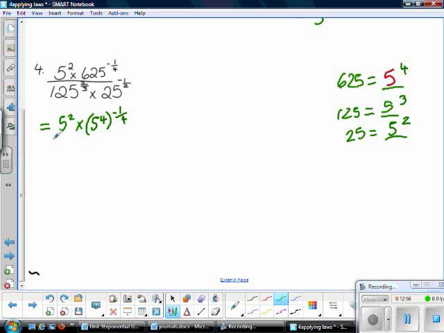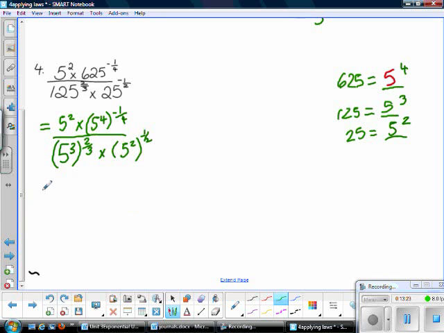And then on our denominator, 125 was the same as 5 cubed, and that is to the power of 2/3. And finally, we have 25 to the power of -1/2, so we're going to change that to 5 squared, and it is going to be to the -1/2.